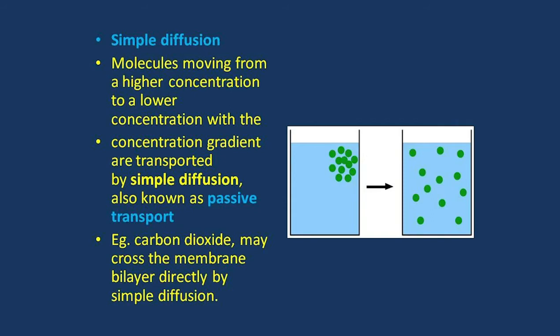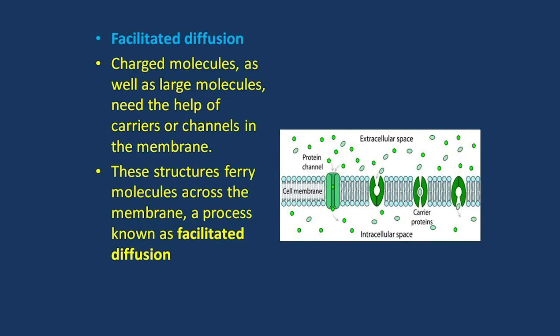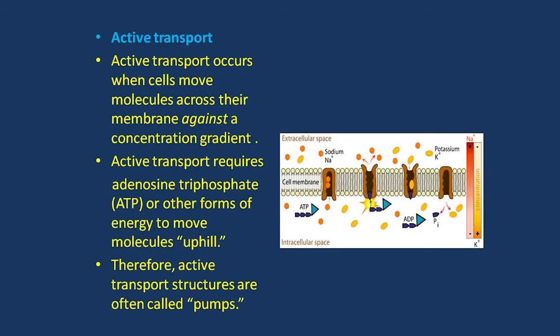Example, carbon dioxide may cross the membrane directly by simple diffusion. The second one is called facilitated diffusion. Charged molecules as well as large molecules need the help of carrier proteins or channels in the membrane. These structures ferry molecules across the membrane, which is called facilitated diffusion. Active transport occurs when cells move molecules across a concentration gradient. Active transport requires ATP. Therefore, active transport structures are often called pumps.